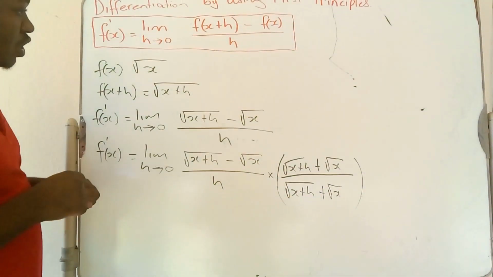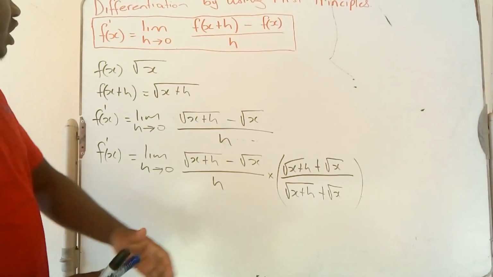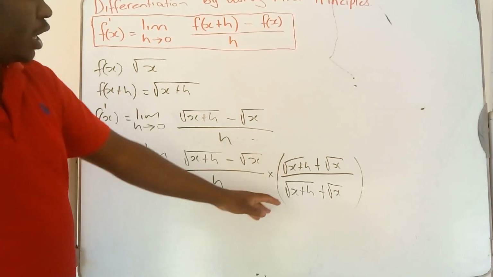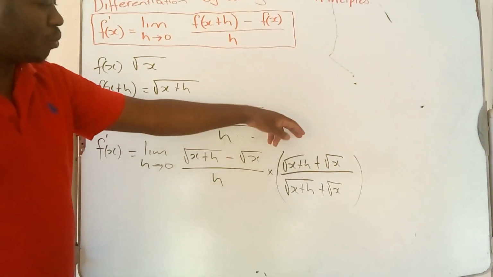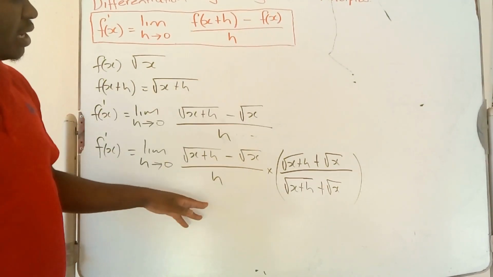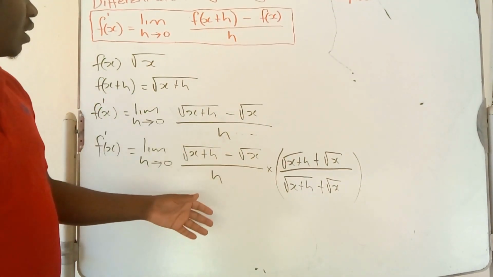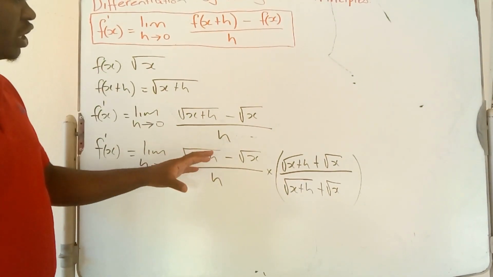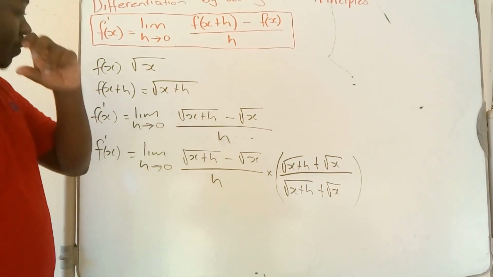Now, let me just explain something. Here, we're not really changing the problem, because technically, we're multiplying by 1 over 1, really. Because once you multiply both the numerator and the denominator by the same thing, you're not really changing the problem. Basically, you're just creating an equivalent fraction, right?